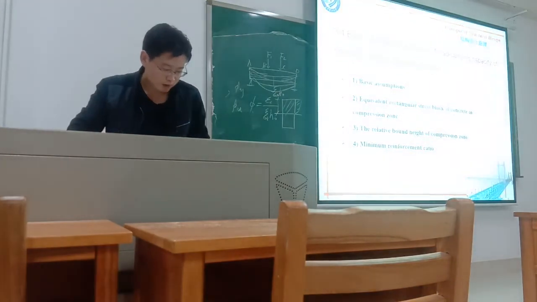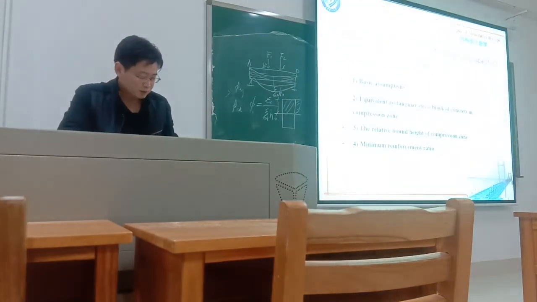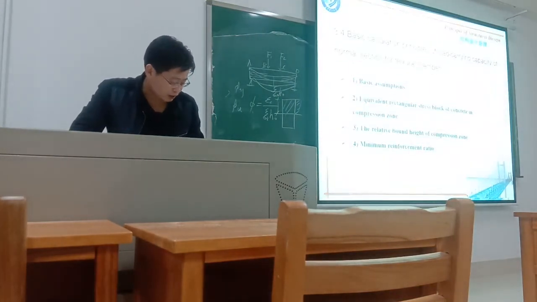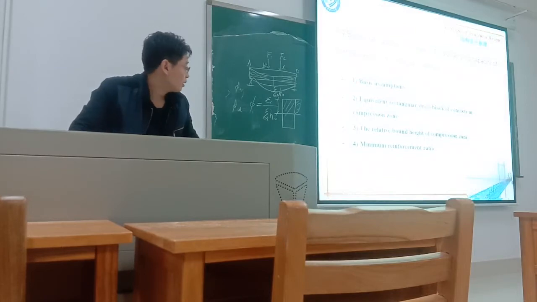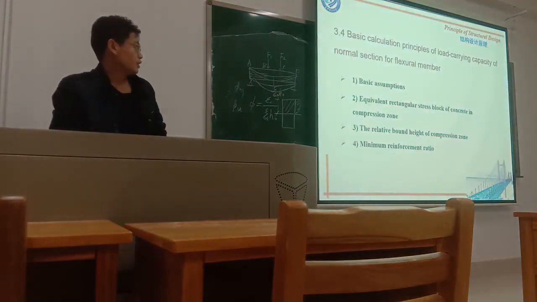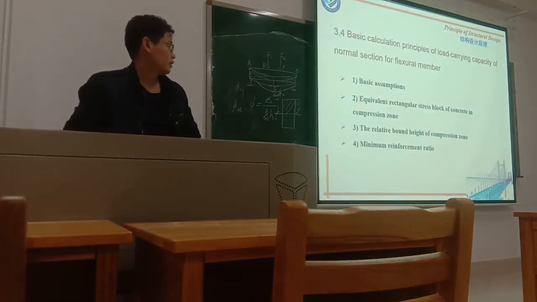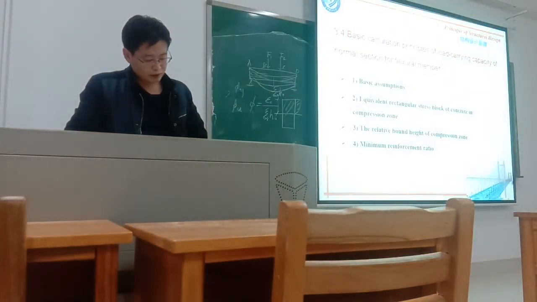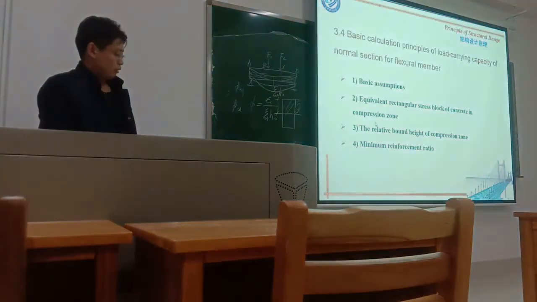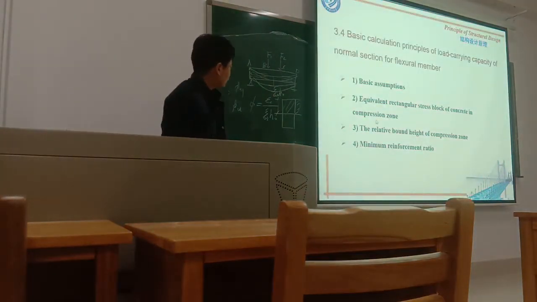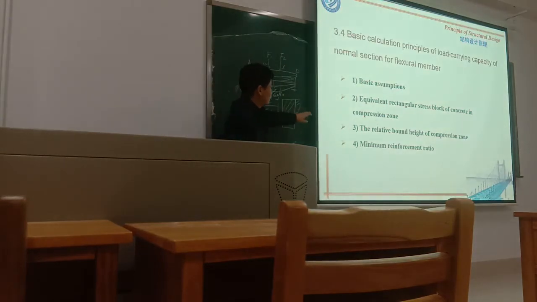Okay. So the first part of this chapter 3 is the basic calculation principle of the loading capacity of a normal section of the flexural member. It includes four parts: basic assumptions and the equivalent rectangular stress block of concrete in the compression zone. What does this mean? We see in the compression zone, the stress is a curve.